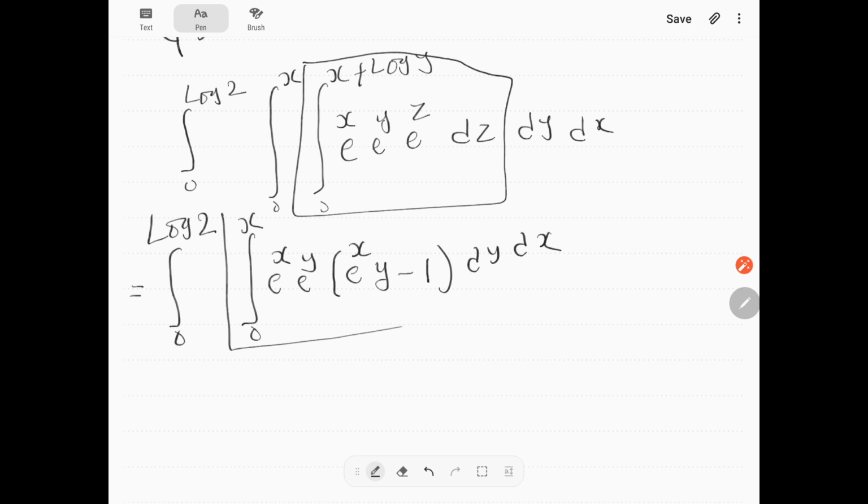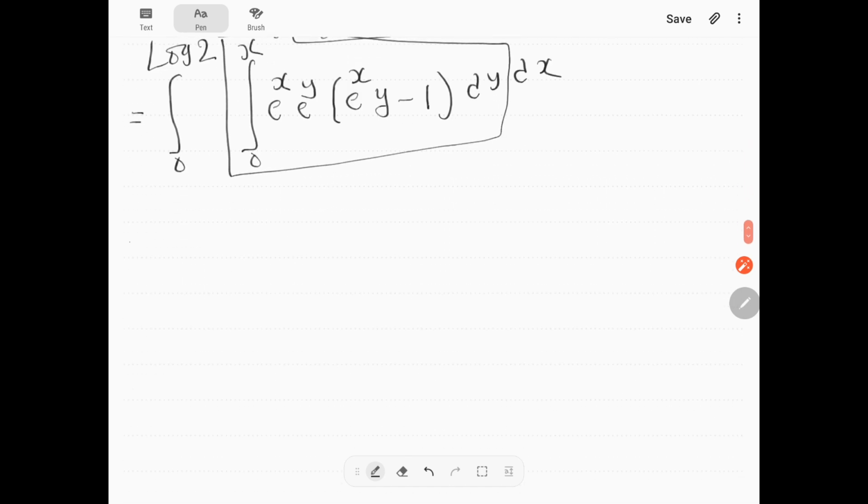Now I need to integrate this with respect to y. So this is integral 0 to log 2. Now I am doing the integration with respect to y, therefore x is to be taken as constant. So I can split this into two parts. One part is e power x into e power x, that is e power 2x, that is constant, into e power y into y is another term. I need to integrate that e power y into y. So this integral I want is e power y into y dy.